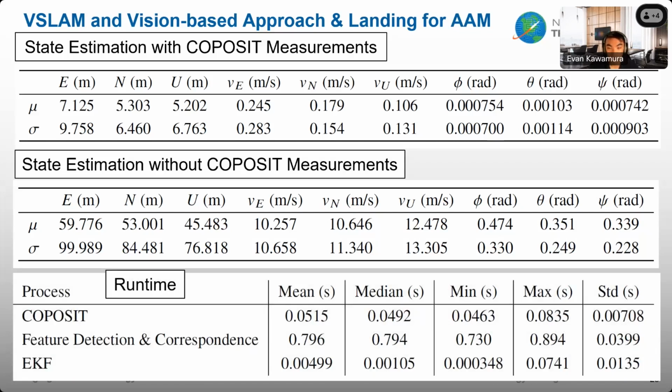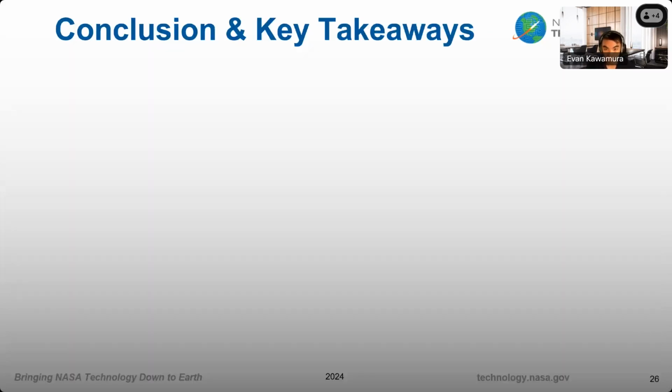Here's a table of how fast each of these processes take. So the EKF runs the fastest, in milliseconds, composite takes centiseconds, and then the feature detection and correspondence methods take the longest time, about a second, so it's the limiting factor. So for real-time implementation, we need this to run a lot quicker.